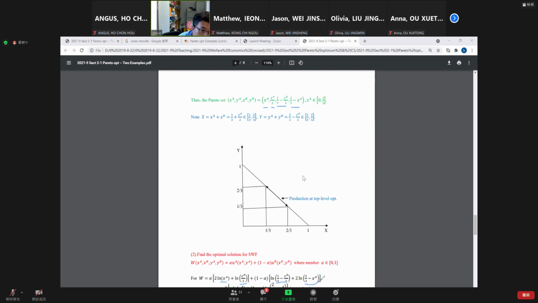Okay. And then we simplify this welfare function, and now we find the social welfare function W is a function of one variable, XA. And XA is taken from this range. So therefore, the social welfare function becomes a one-variable function.